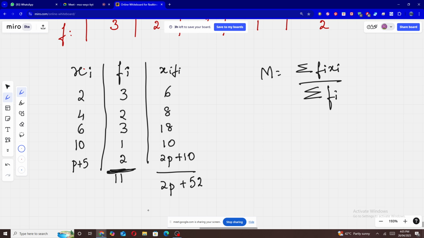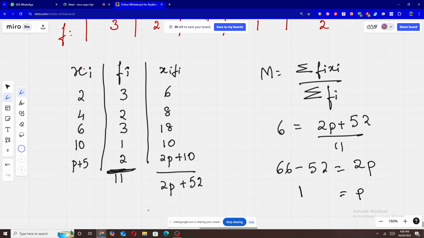Did you all get that? So mean was how much? 6. 6 is equal to 2p plus 52 divided by 11. So 66 minus 52 equal to 2p. So what is p equal to? 14 by 2, which is 7. Sigma Fi is 11. You have calculated here. So P is 7.